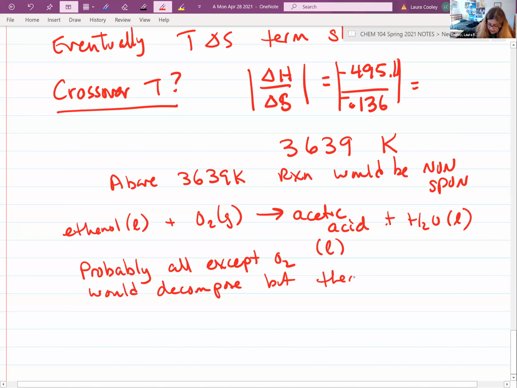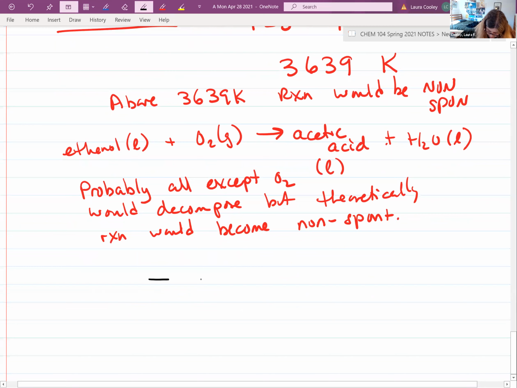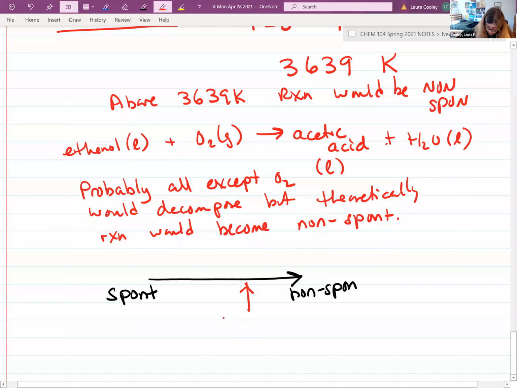But theoretically, the reaction would become non-spontaneous. So if you draw a little line here, you would have it being spontaneous at lower temperatures, and it will go to being non-spontaneous at higher temperatures, and that crossover point is 3639 Kelvin. Which is pretty hot.